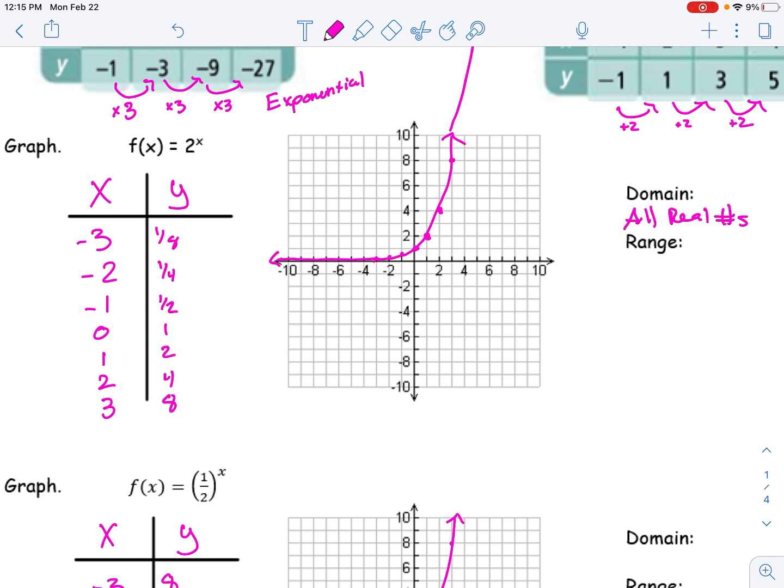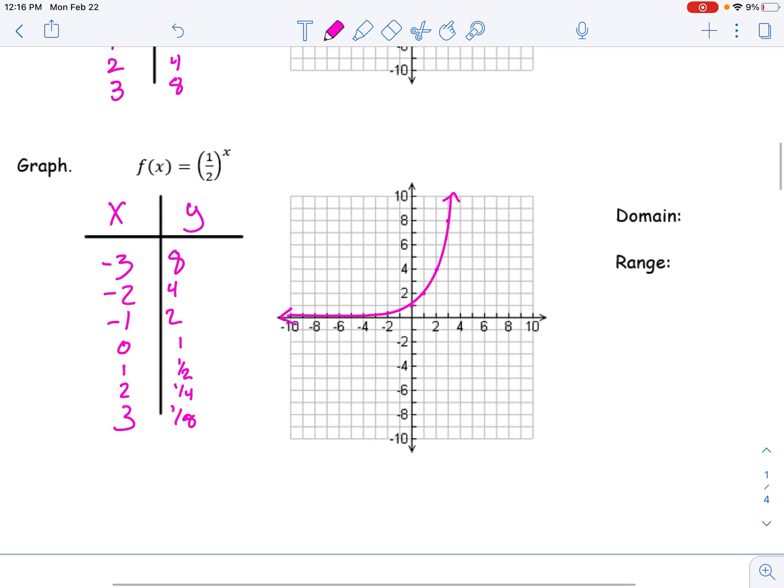All real numbers. Our range is a little bit different though, because we know that this line will never touch or cross 0 or be on this side of the line. It's going to get really close to 0, but it's not ever going to cross it. So our range is going to be all of our y values have to be greater than 0. And they can't touch 0, so I can't put an equal sign either. You can cut things in half as much as you want, but they will always be greater than 0.